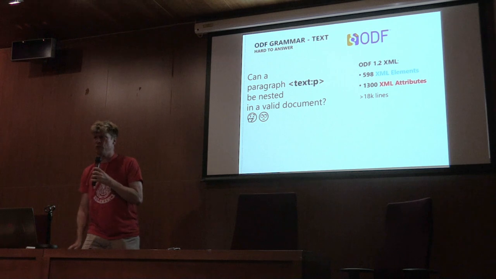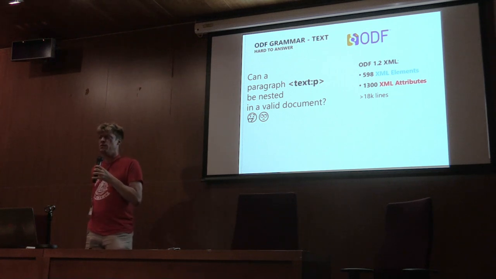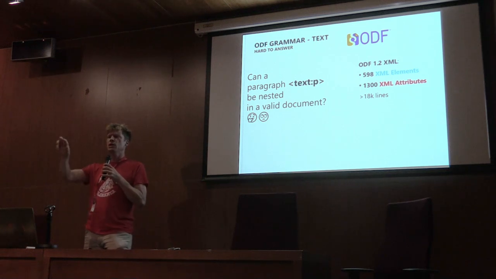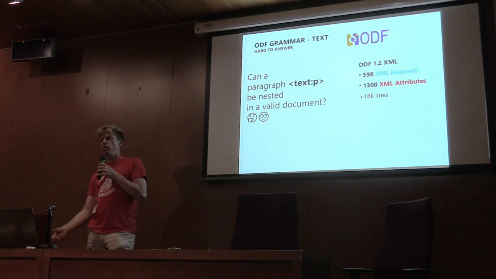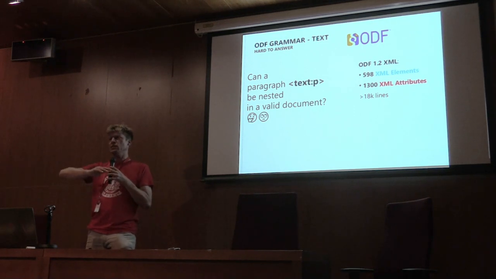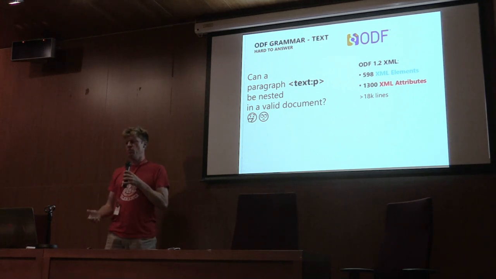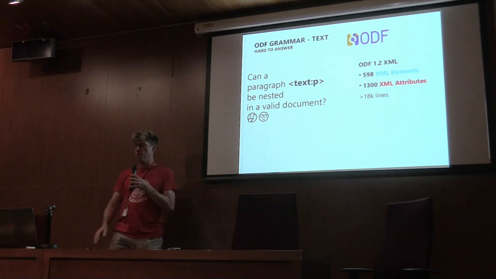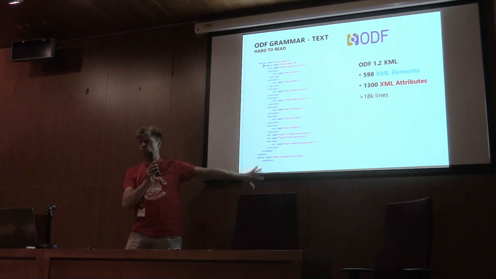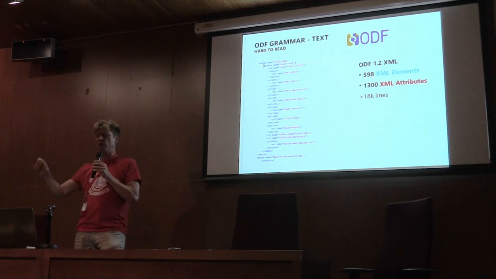For instance, there was a question: can a paragraph be nested? Is it possible that in any valid document, a text paragraph can be found somewhere beyond? Usually a document is basically just a sequence of either tables or paragraphs, right? This is very hard to tell when you look at the source code. It's very small, but this is just a table, and it's going on and on, and there are links or something.